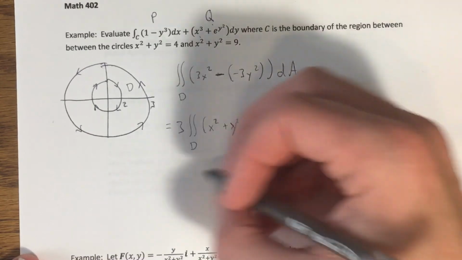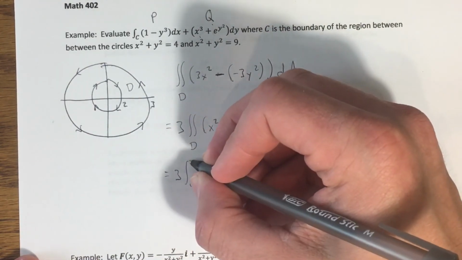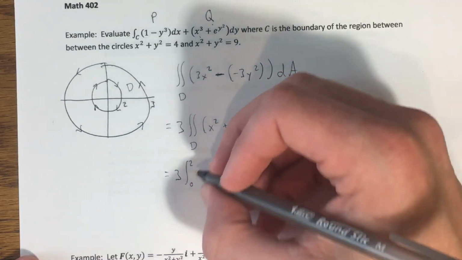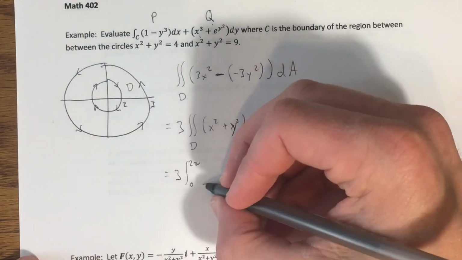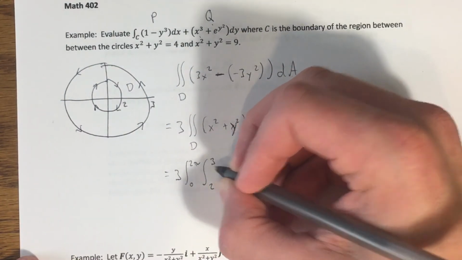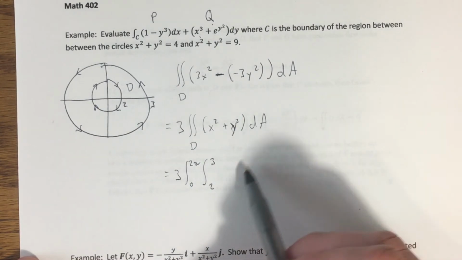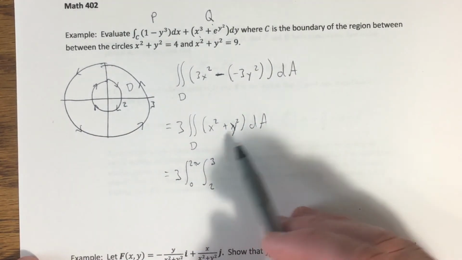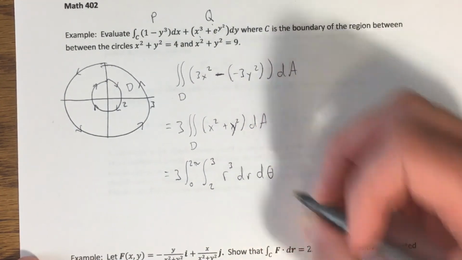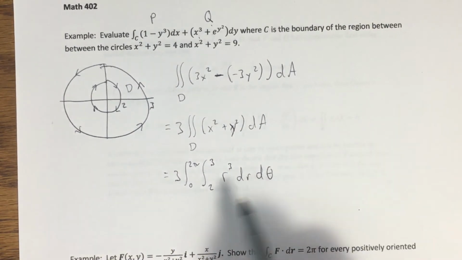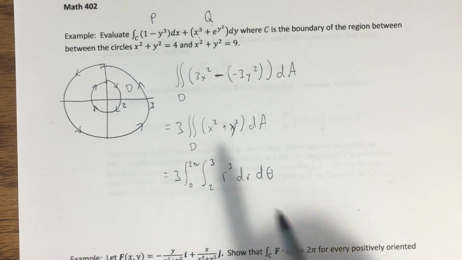Okay, converting to polar coordinates, this becomes 3 integral from 0 to 2 pi integral from 2 to 3. Remember, this is going to be converted to an r squared, and then dA becomes r dr d theta. So my r squared times that r gives me r cubed dr d theta. And we've done a lot of double integrals with polar coordinates, so hopefully you're comfortable with how I got these limits of integration and all that.